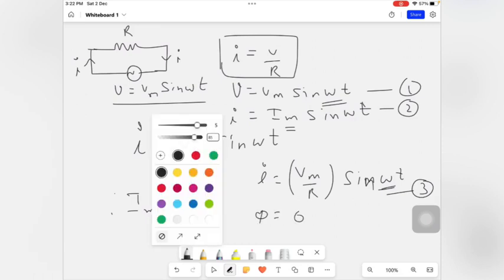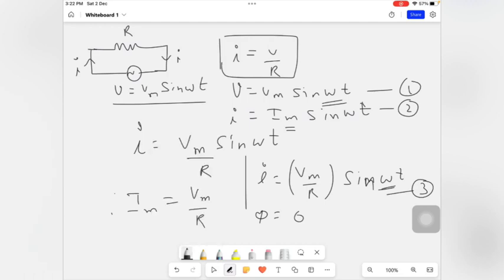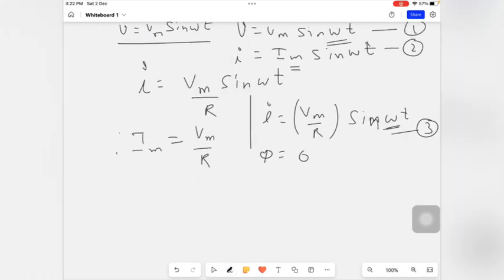It means that in a single-phase AC circuit, the voltage and current start from the same phase. If they do not start from the same phase, the voltage has to be either leading or lagging, and we have to represent it by a phase difference, which may be either a positive or a negative value. Now we can see the equation: Im is equal to Vm by R, as phi is equal to 0. It is nothing but voltage and current being in the same phase.